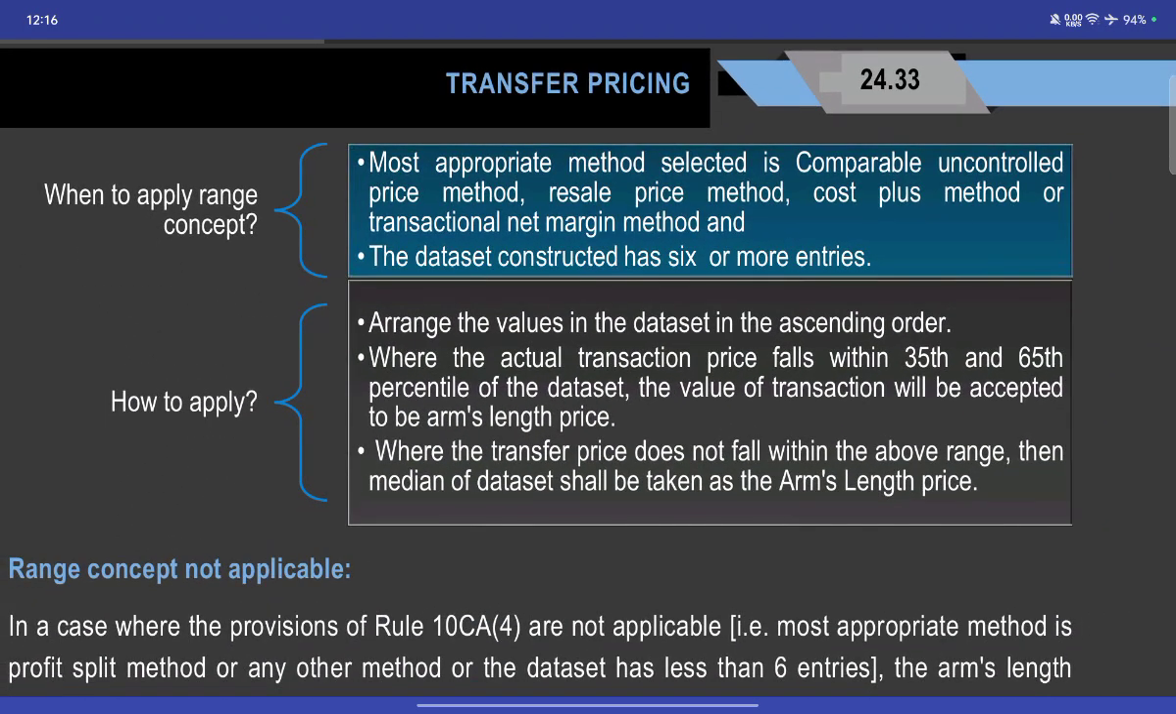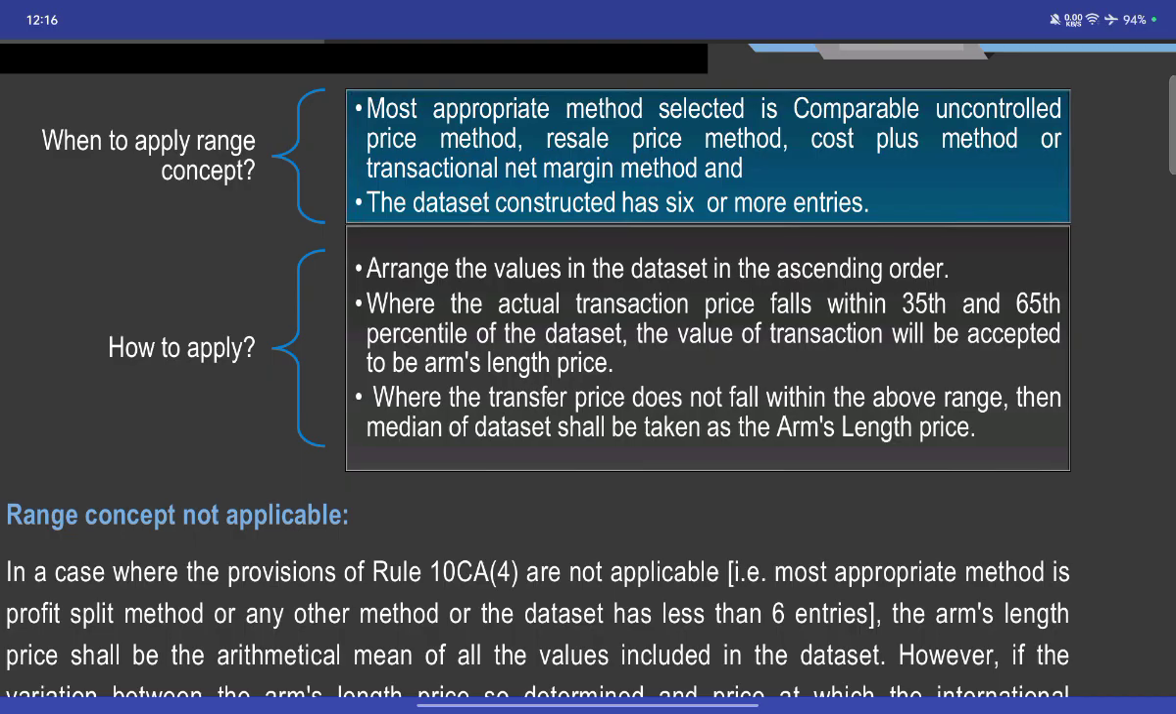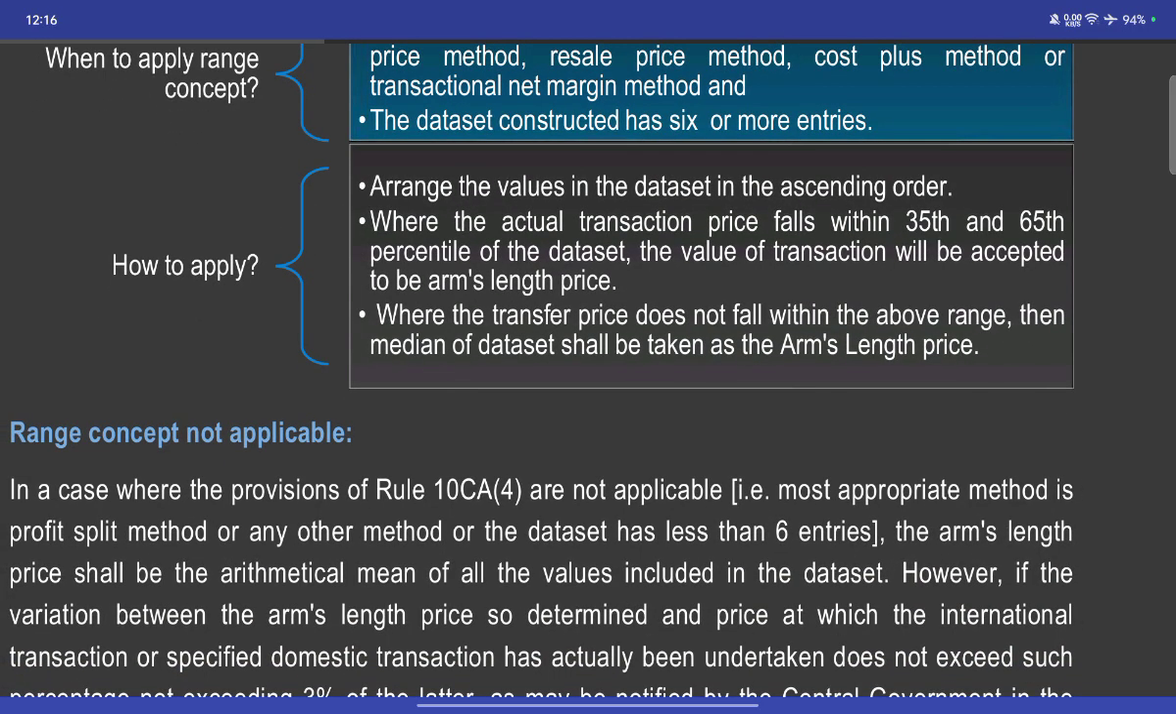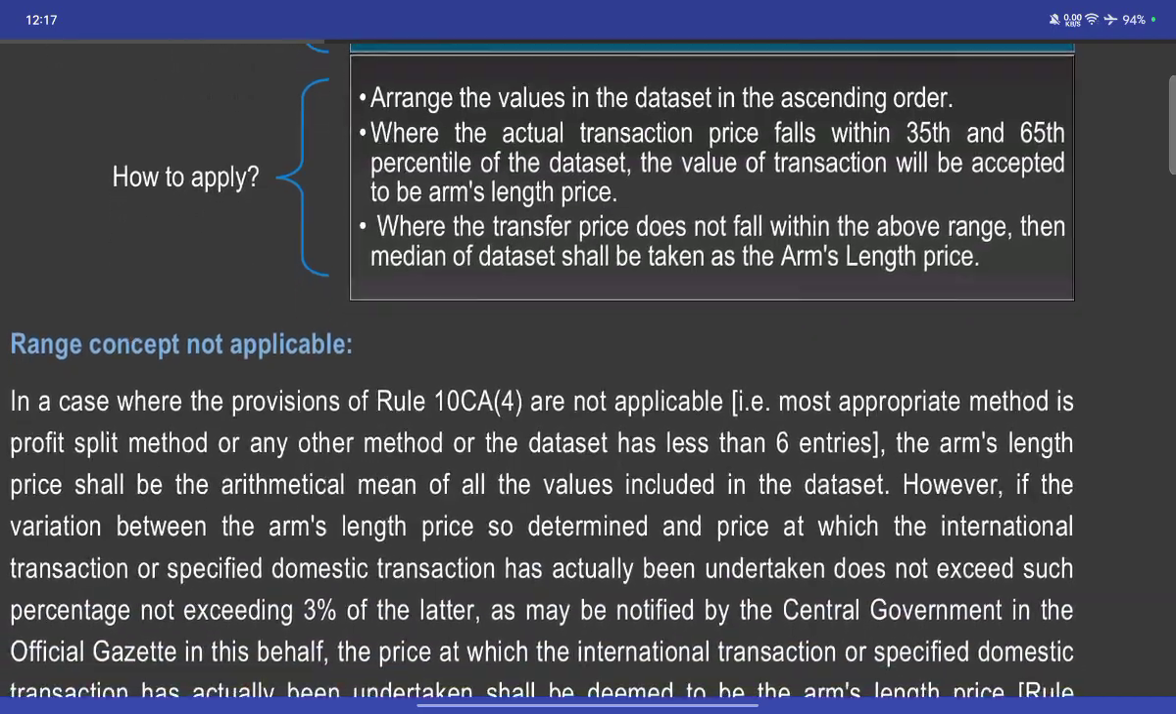When applying the range concept, the most appropriate method selected is the comparable uncontrolled price method, resale price method, cost plus method or transaction net margin method, and the data set constructed has 6 or more entries. Arrange the values of the data set in ascending order. Where the actual transaction price falls within the 35th to 65th percentile of the data set, the value of the transaction is accepted to be the arm's length price. Where the transfer price does not fall in the above range, then the median of the data set shall be taken as the arm's length price.